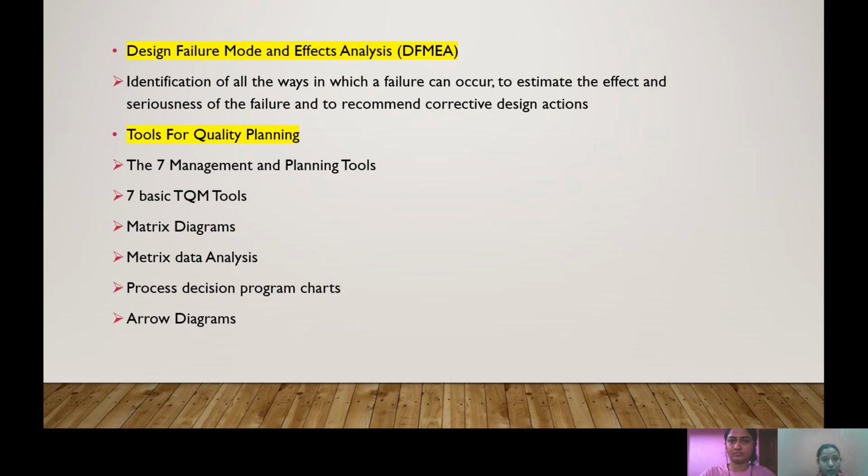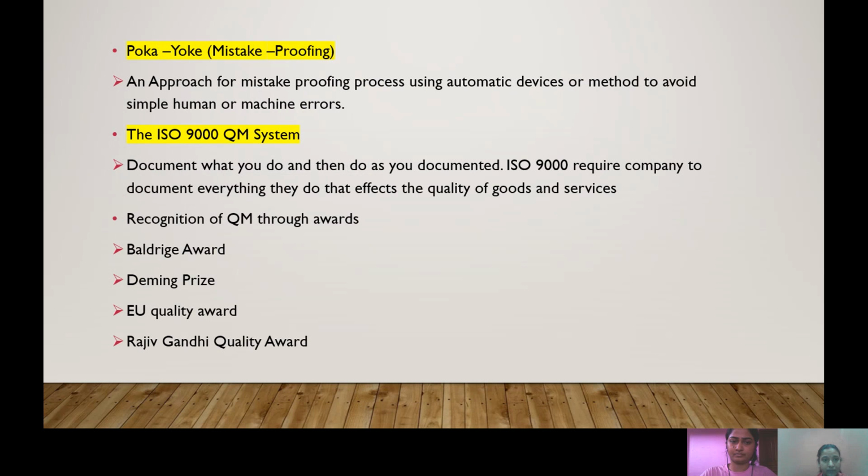Then next is tools for quality. I learned a few details about the tools of quality, like the 7 management and planning tools, the 7 basic TQM tools, matrix diagram, matrix data analysis, process decision program chart, and arrow diagram.